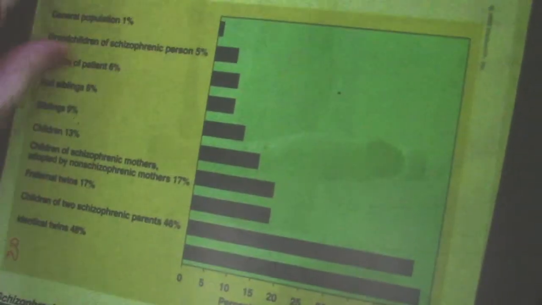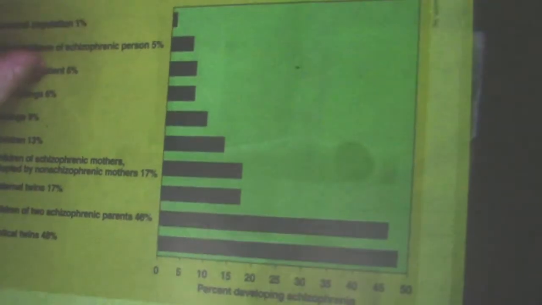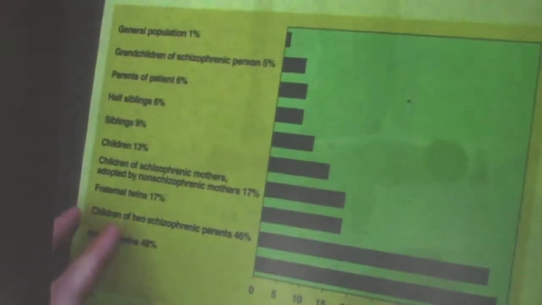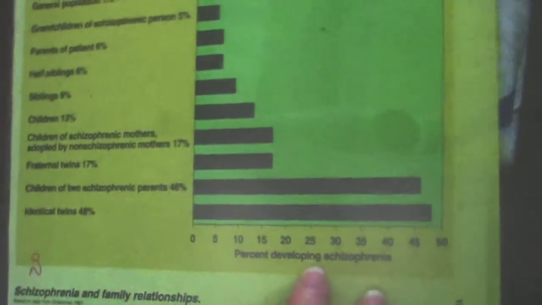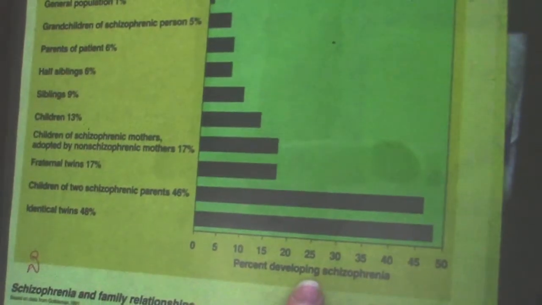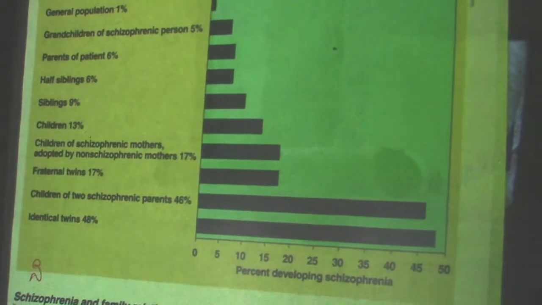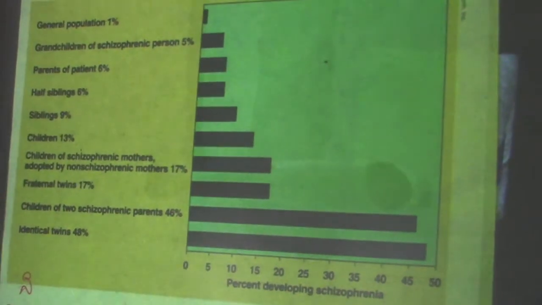Here's some statistics on schizophrenia. So people have asked, what is producing schizophrenia and depression? One of the theories is these are not caused by germs, but by genetics. Maybe these are genetic disorders.